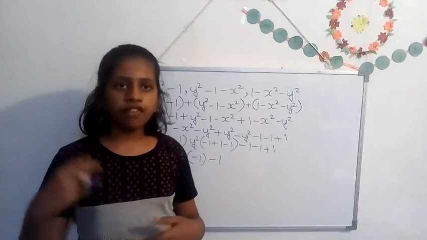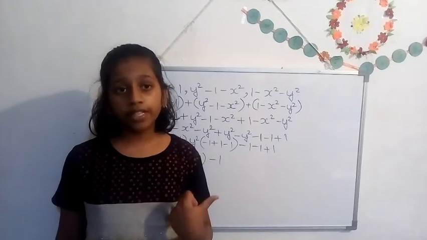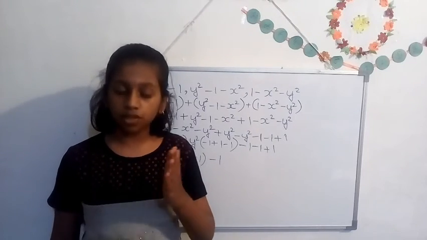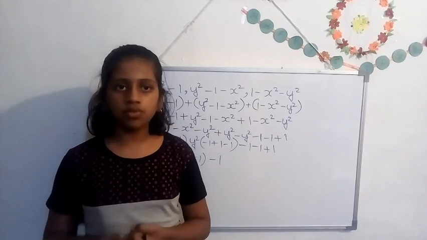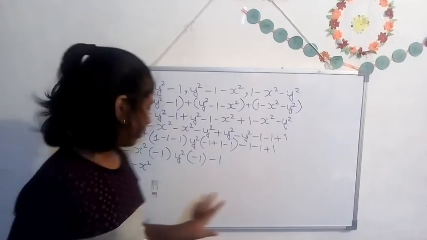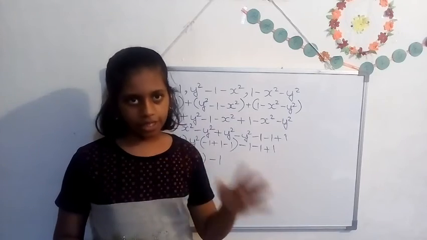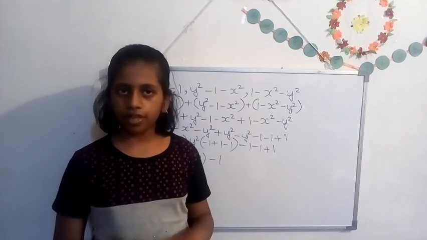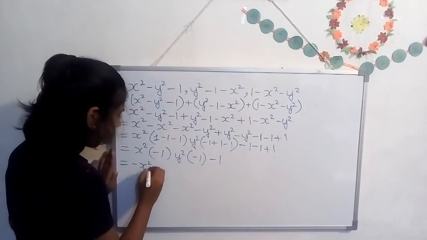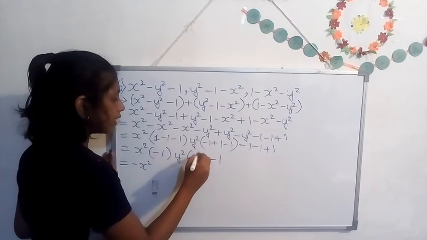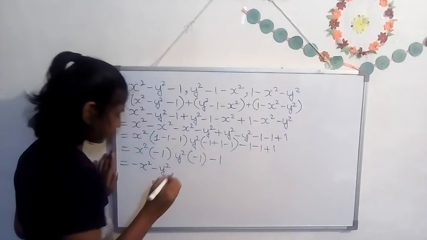Consider as 1. If we do not write that 1, we can write it as only the variable. So if it is 2 or minus 2 like that, we should write 2 only. Because if we write only the variable, it will be considered as 1, and the answer will be wrong. So if any variable contains 2, we should write 2, or else 1. If there is no constant, then 1 is considered. So here, y square into minus 1 becomes minus y square.